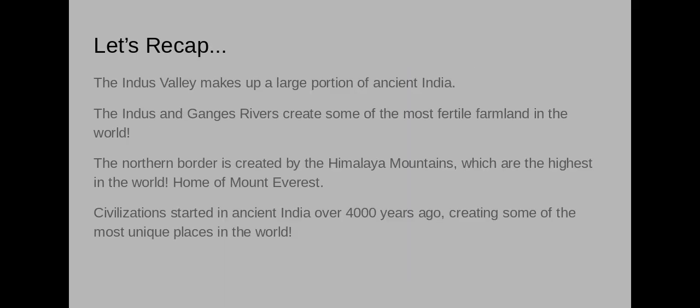So let's recap. The Indus Valley makes up a large portion of ancient India. The Indus and the Ganges River create some of the most fertile farmland in the world. And the northern border is created by the Himalaya Mountains, which are the highest in the world, home of Mount Everest. Civilization started in ancient India over 4,000 years ago, creating some of the most unique places in the world.